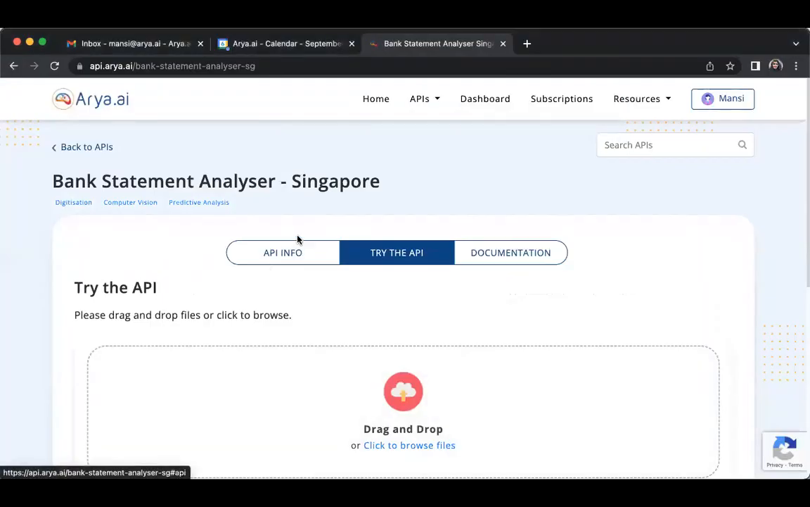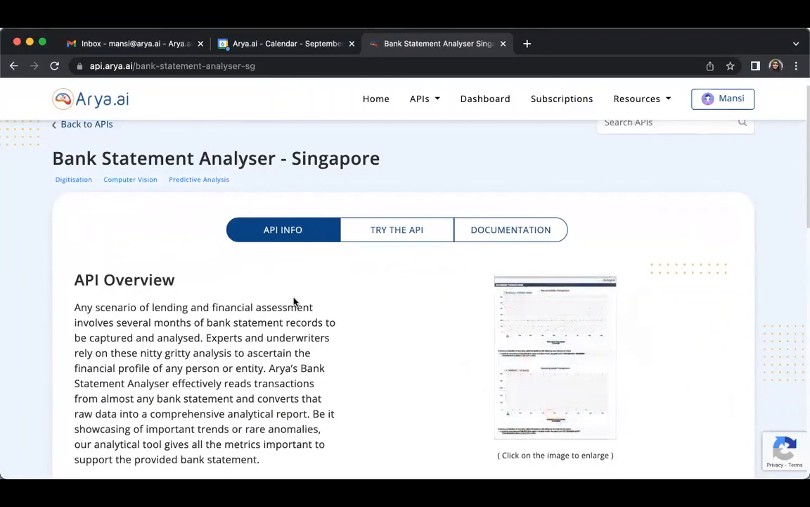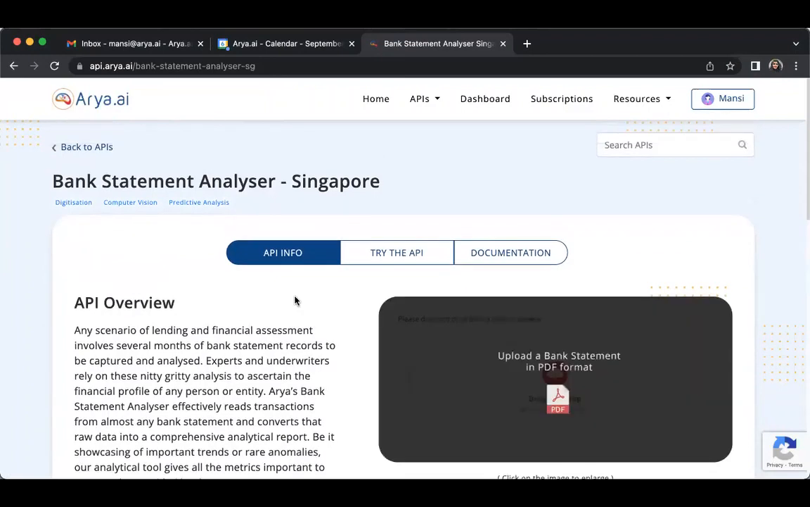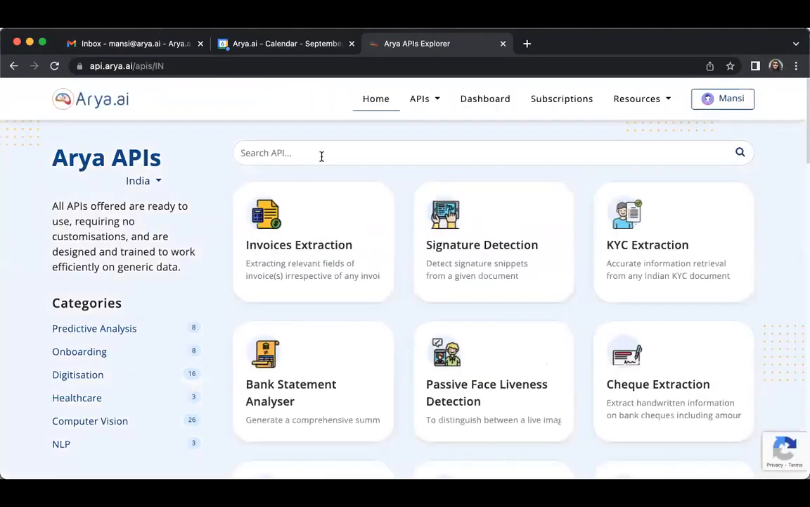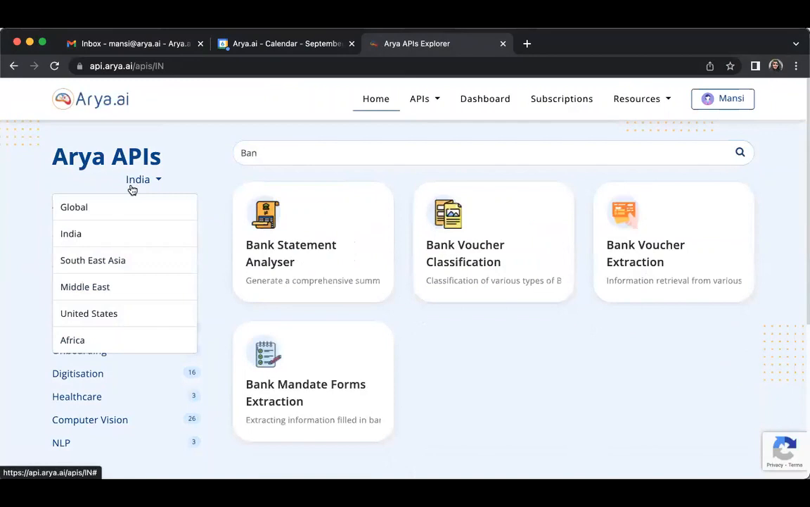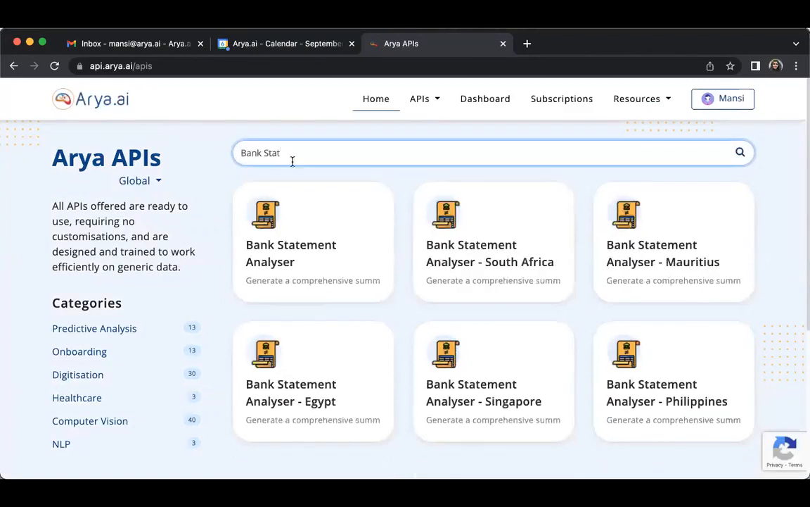Moving on to the platform, I think this is the Singapore Bank Statement Analyzer. Similarly, we also have the Bank Statement Analyzer for different regions, which we have mentioned. So I'll just go to the global region. Here we have the Bank Statement Analyzer, like we mentioned, for India, Egypt, Singapore, South Africa, Mauritius, as well as Philippines. And this is the overview on the APIs.